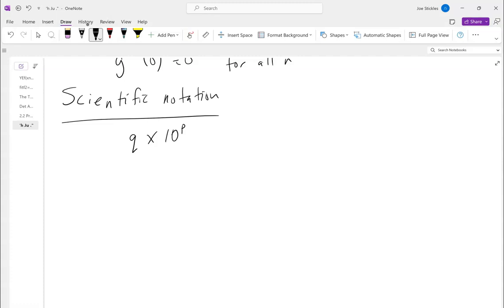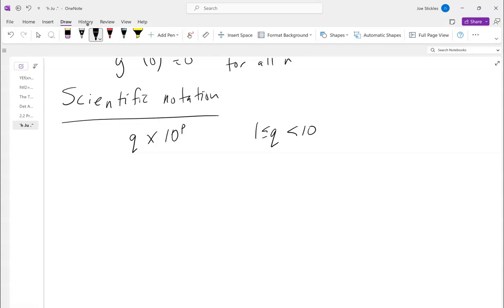Yeah, it's between 1 and 10, right? So when we write something in scientific notation, our Q here is going to be in between. It definitely could be 1. It could actually equal 1, right? But it has to be less than 10. Because if it turns out to be bigger than 10, then you just bump the exponent up on the 10, right?